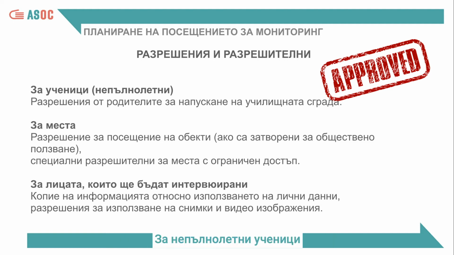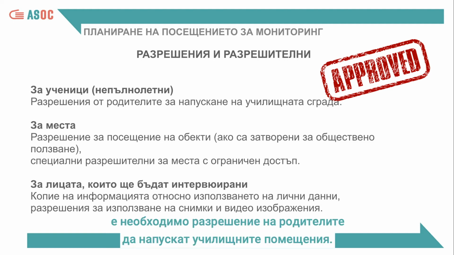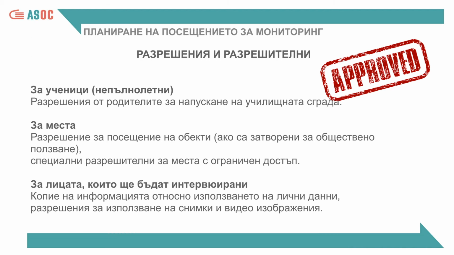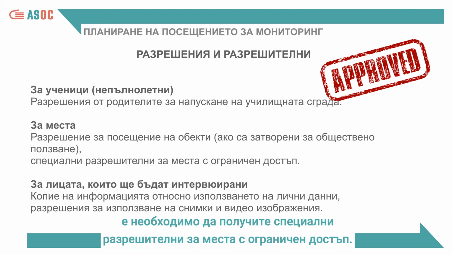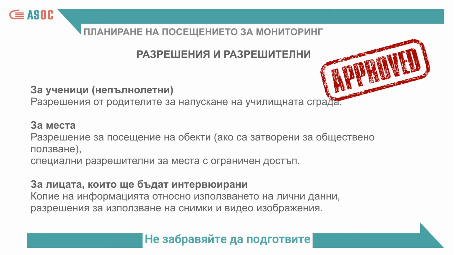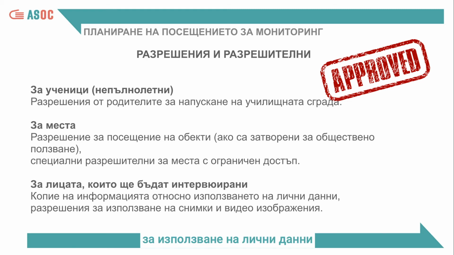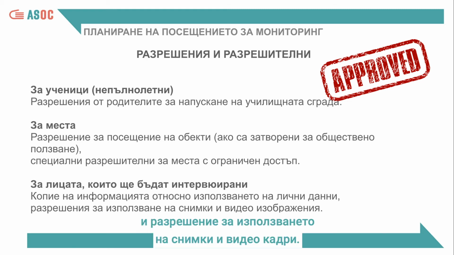Pay attention to authorizations and permits. For underage students, parental authorization is required to leave school premises. To enter places, you must request authorization to visit construction sites if they are close to the public, or obtain special permits for places with restricted access. As regards the interviewees, remember to prepare and distribute copies of policies regarding the use of data and consent forms for the use of photos and video footage.